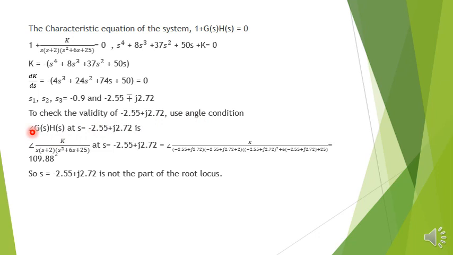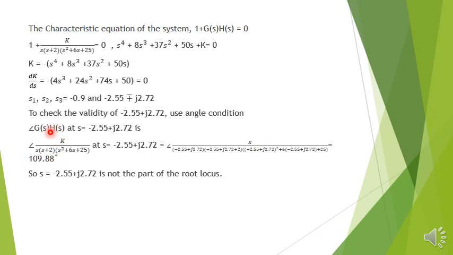So first we will find the angle of G(s) at s equal to minus 2.55 plus j2.72, which is the angle of K divided by s into (s plus 2) into (s square plus 6s plus 25) at s equal to minus 2.55 plus j2.72. It is obtained by substituting s equal to this value in this expression, that is s plus 2, s square plus 6s plus 25. Then finding the angle, I get an angle of 109.88 degrees.